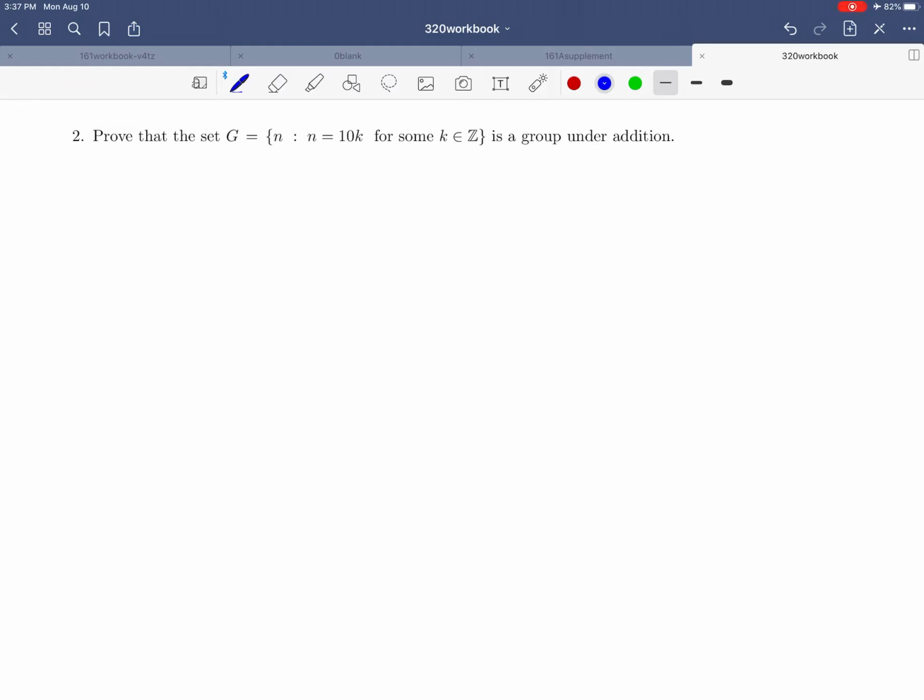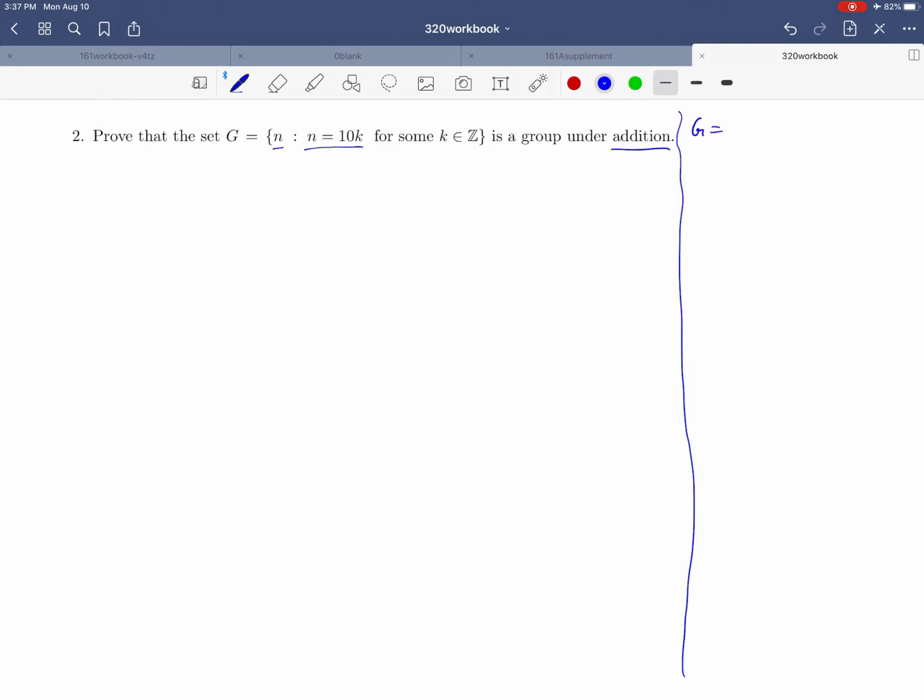So in exercise 2, we want to prove that the set G, defined as all elements n such that n is equal to 10 times k for some k in Z, is a group under addition. And when you get a problem like this, the first thing that I would do is play with this a little bit and convince myself that I know what group I'm talking about and how this group behaves. So before we prove anything, let's just play around with this a little bit.